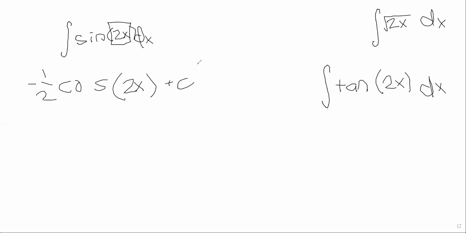That took seconds. We didn't have to write down a u. We didn't have to write down a du. We got the answer to this U-substitution problem really quickly. We just did it in our heads.